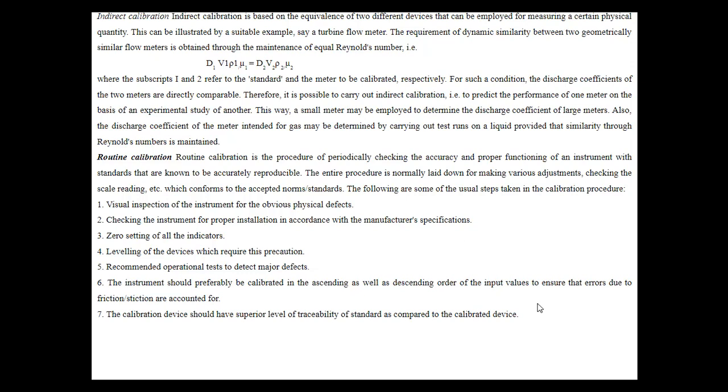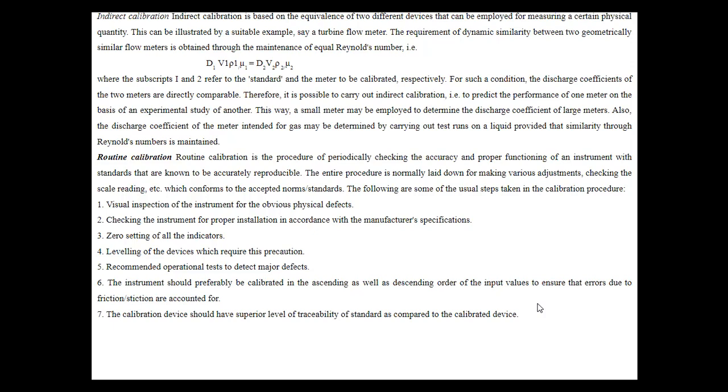Okay. Now next is routine calibration. Routine calibration is the procedure of periodically checking the accuracy and proper functioning of an instrument with standards that are known to be accurately reproducible. The entire procedure is normally laid down for making various adjustments, checking the scale reading, etc., which conforms to the accepted norms or standards. The following are some of the usual steps taken in the calibration procedure.